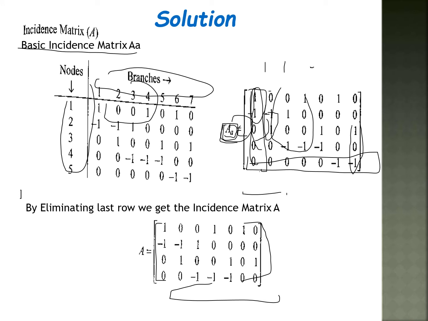Now I am converting this into the reduced incident matrix by removing the last row. The number of rows will be 5 minus 1, that is 4. So the last row will be eliminated. This is the reduced incident matrix, obtained by removing the last row.